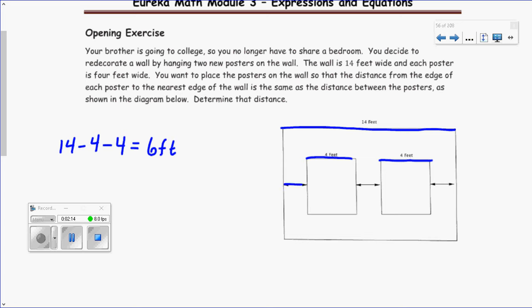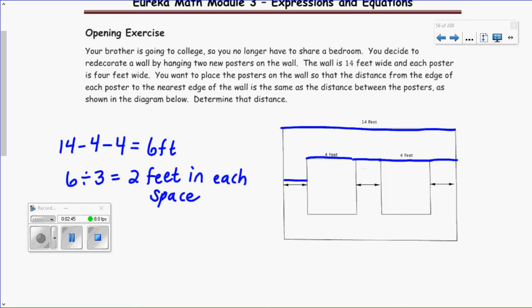So what that means is that this piece, this piece, and this piece altogether has to be 6. So we would divide 6 by 3, and then that's it. 2 feet in each space. Okay, and you can see right here, if I take this and this and this, that would give me 14 feet altogether. So if you can, go ahead and label that. So 2 feet, 2 feet, and 2 feet.